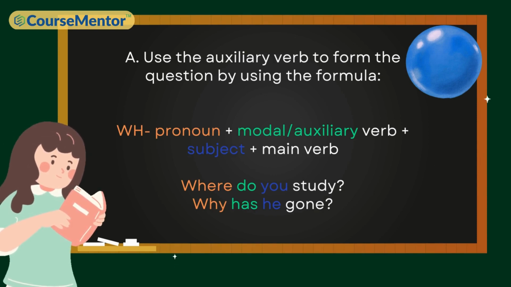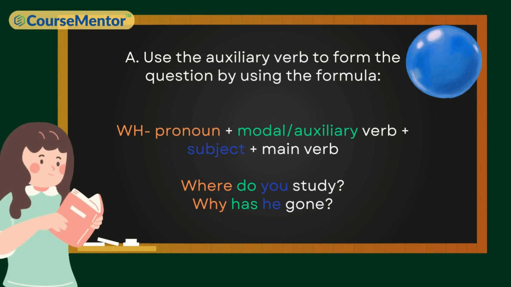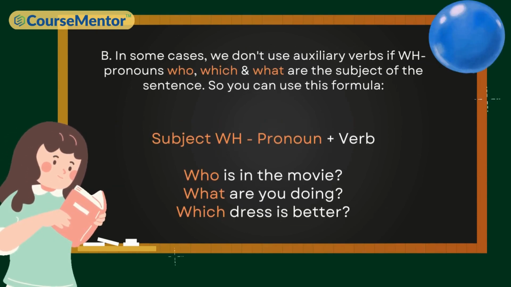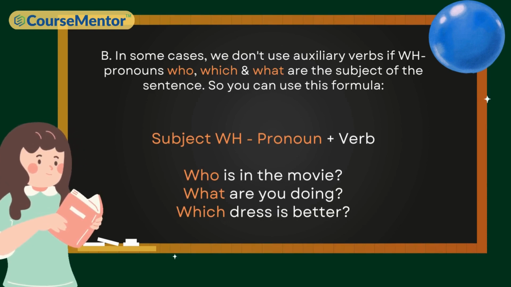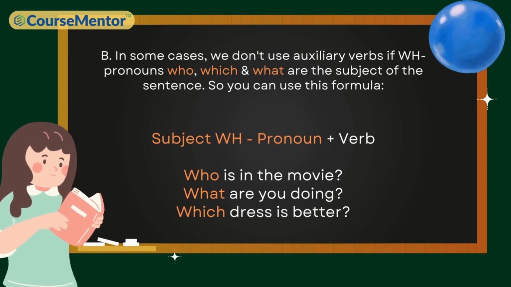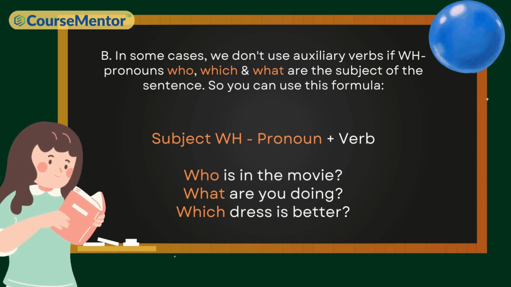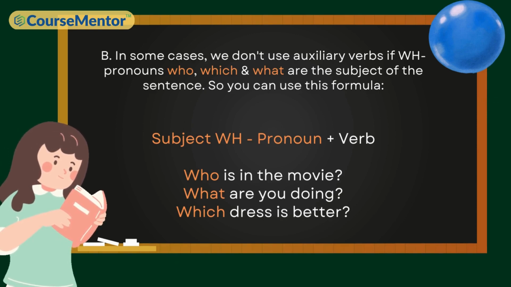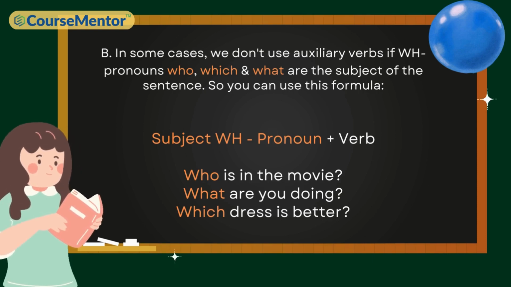For example, where do you study? Why has he gone? Rule B. In some cases, we don't use auxiliary verbs if WH pronouns who, which and what are the subject of the sentence. So you can use this formula: subject WH pronoun plus verb. For example, who is in the movie? What are you doing? Which dress is better?